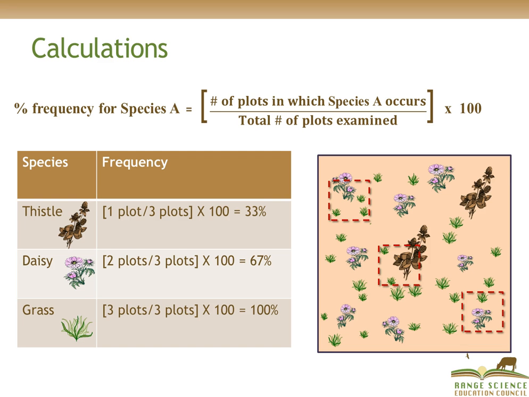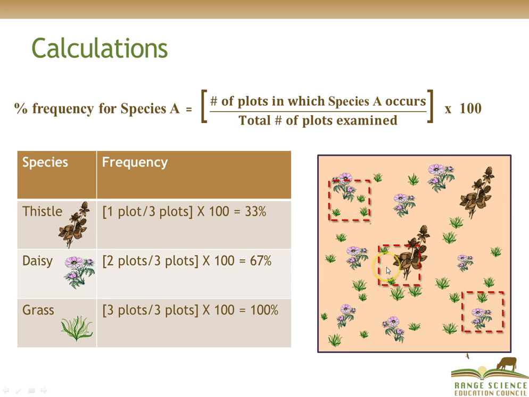We follow the same procedure for the daisy. It's located in 2 out of 3 of the plots, which translates to 67% frequency. And for the grass, we have grass plants that are present in each of the 3 plots, which calculates to 100% frequency.